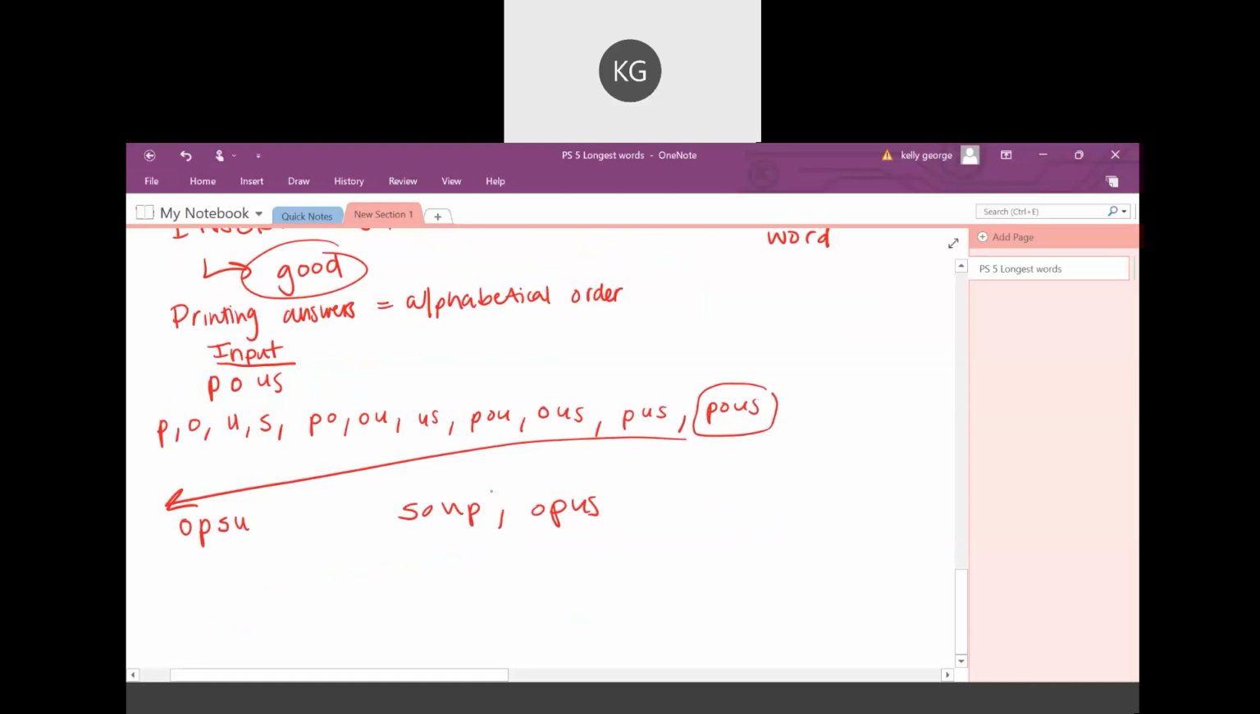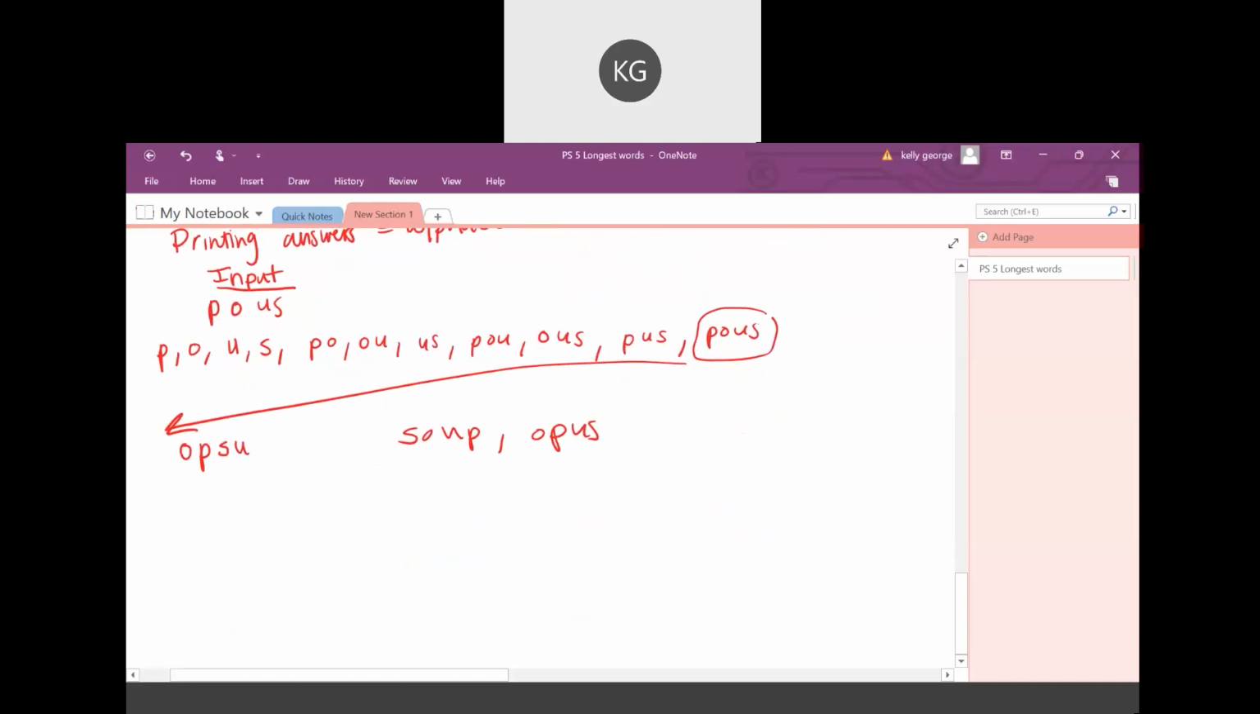And that's pretty much it. Let's go through the insertion sort for it. So if we have POUS as our input, and we then do the insertion sort, first we're going to look at the second one and compare it to the first one. So would we switch the P and the O?